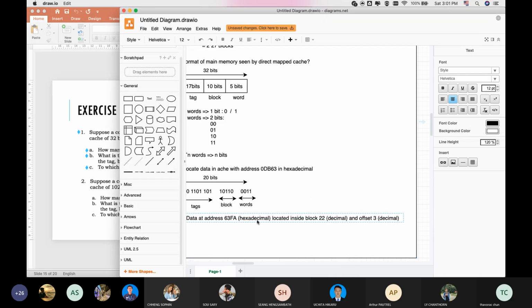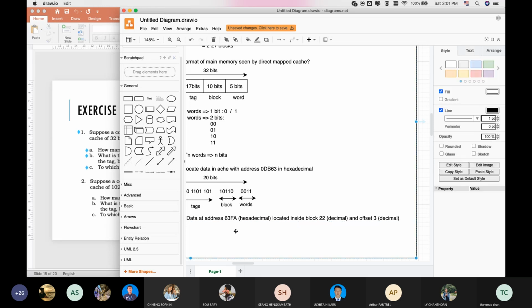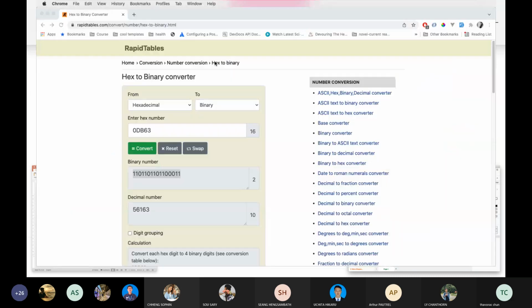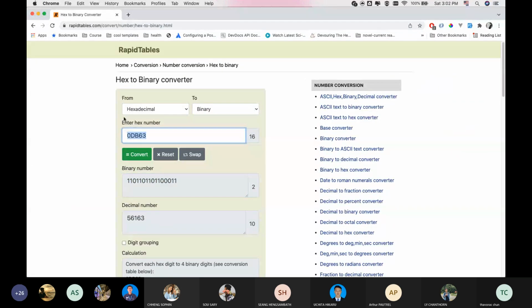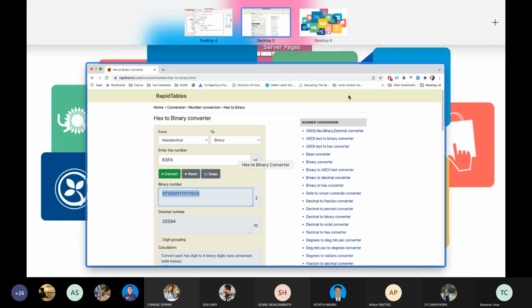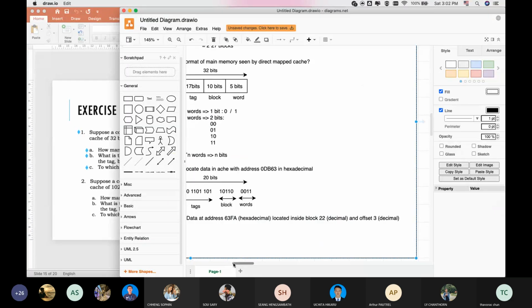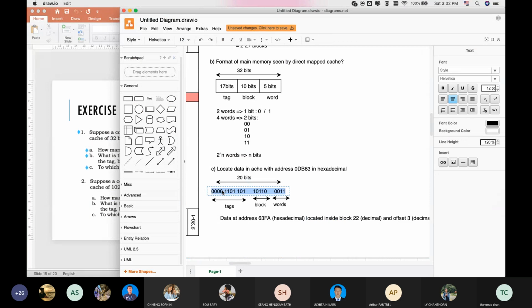63FA. Okay, 63FA. When you map it into our cache, which block is it located in? Like we do before, don't forget to convert it into binary here. 63FA, convert, you get the value. Paste it back here. Replace it here. Make sure that it has 32 bits.